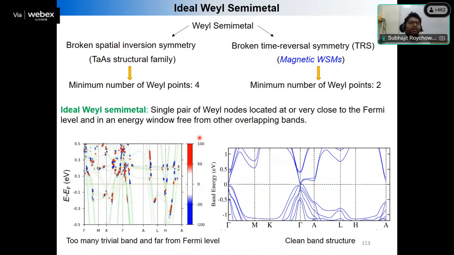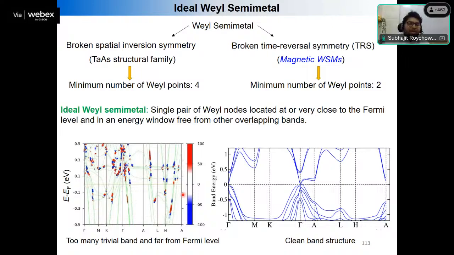Now we are talking about Weyl semimetals. So how can we realize one? Either we can break the inversion symmetry of the Dirac semimetal, or we can break the time reversal symmetry. If we break the inversion symmetry, we will get a minimum number of Weyl points, that is 4. But if we break the time reversal symmetry, we can get a magnetic Weyl semimetal with a minimum number of Weyl points, that is 2. So you can see this left side image.